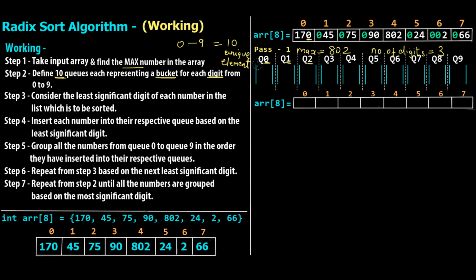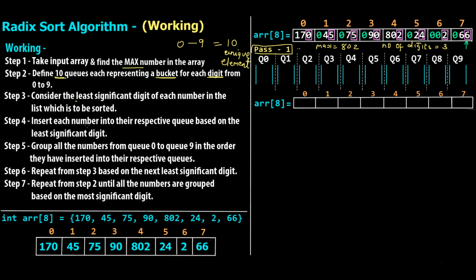You can see, let me just erase a few things over here. Okay, so we've defined 10 queues, and even if things are a little confusing right now, let's move to step 3. Let's follow the steps and things will get clearer and clearer. Step 3 is to consider the least significant digit of each number in the list which is to be sorted. Which is the least significant digit for all these numbers? The least significant digit starts from the units place, that is from right to left. For pass 1, you can see I've written pass 1 over here, the digit to be considered is the units place, which is marked in square pink boxes. So for all these numbers, this is the units place, and that's what we've considered.